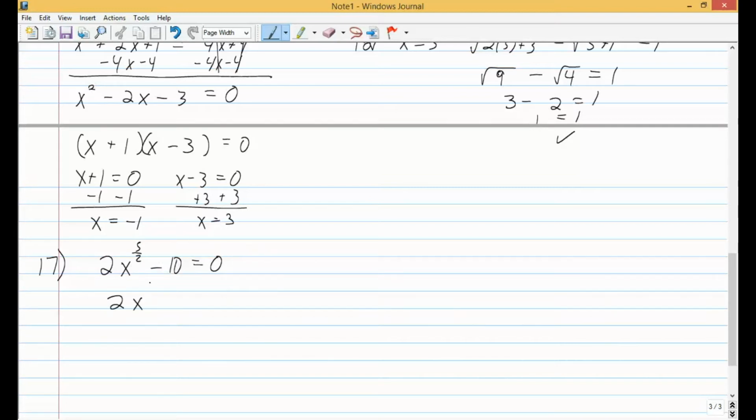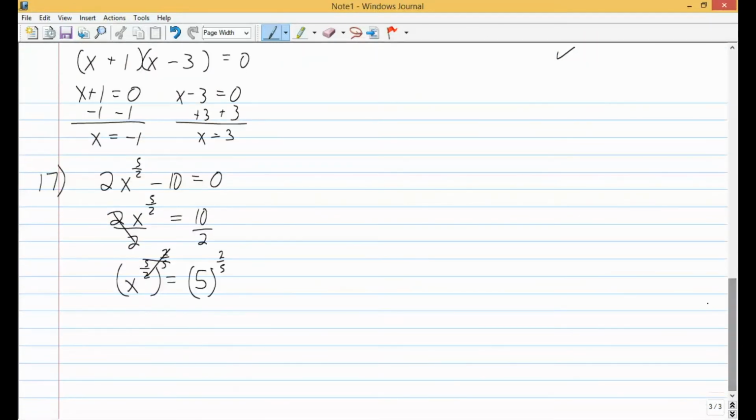So you have 2x to the 5 halves equals 10. Divide both sides by 2. You get x to the 5/2 equals 5. Now, raise both sides to the reciprocal power of your x. So raise both sides to the 2/5 power. Alright, so my answer is x equals 5 to the 2/5 power.